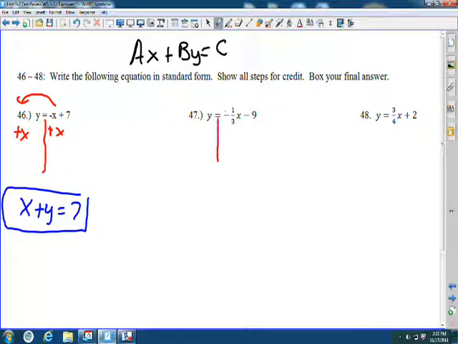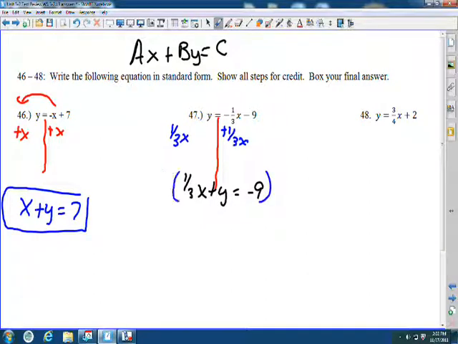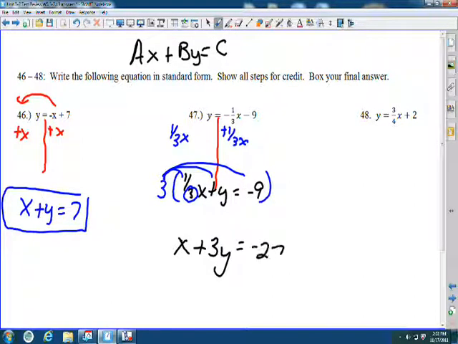The next one, I am going to add 1/3 x to each side. I get 1/3 x plus y equals negative 9. I'm going to multiply everything by this denominator, by 3. So I'm going to multiply all of that. By multiplying by 3, it leaves me with the numerator, so I have 1x plus 3 times y is 3y. 3 times negative 9 is negative 27.